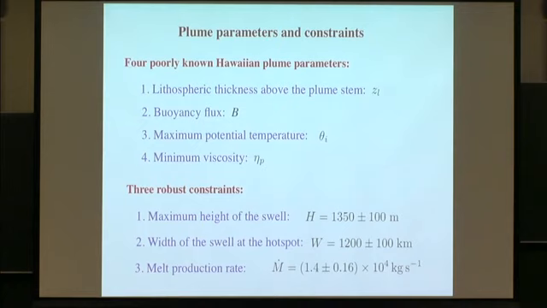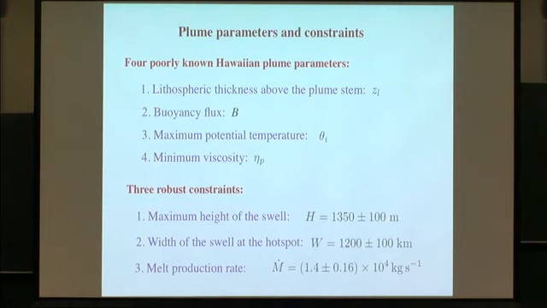Also, the maximum potential temperature in the plume, which we call theta sub I. And finally, the minimum viscosity in the head of the plume. So those are four parameters we'd like to know. And we ask now, what are the constraints on these parameters?